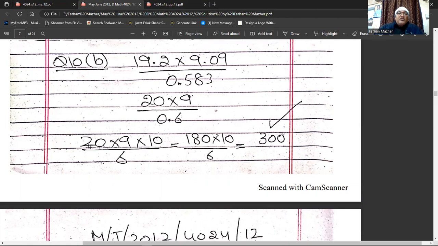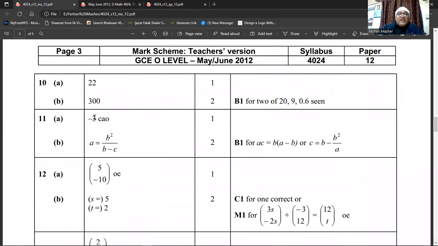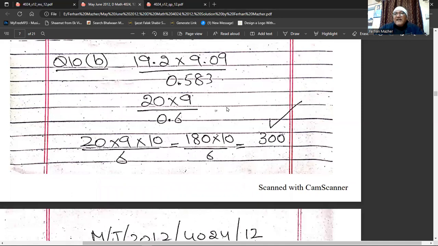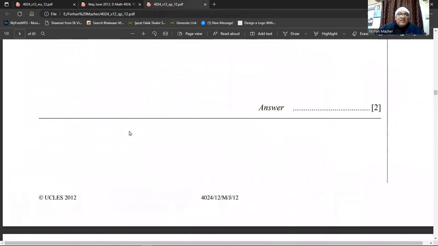So it will be 20 into 9 into 10 divided by 6, the decimal I have removed. So 6 can be cancelled. 20 times 9 is 180. Multiply 10 divided by 6. 6 30s are 180. 30 multiplied 10 is 300. So my answer is 300. So the answer is right. Question number 10, B part, 300.